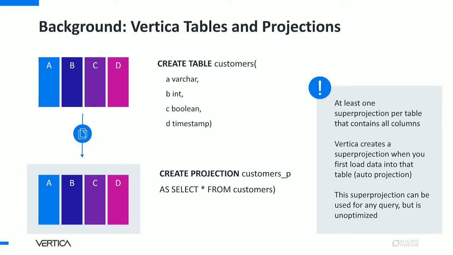But the actual physical storage of data is called a projection. A projection can reference a subset or all of the columns of its anchor table, and it must be sorted by at least one column. Each table needs at least one super projection, which references all the columns of the table. If you load data to a table with no projections, an automatic auto projection will be created, which will be arbitrarily sorted by the first couple of columns in the table. As you can imagine, even though such an auto projection can be used to answer any query, the performance is not optimized in most cases.